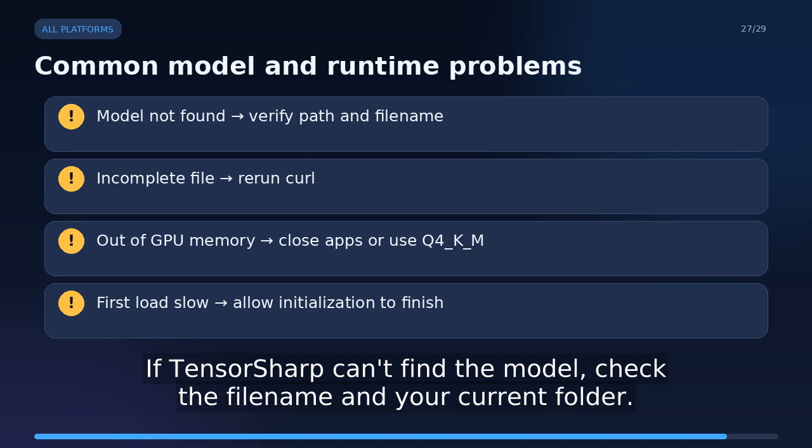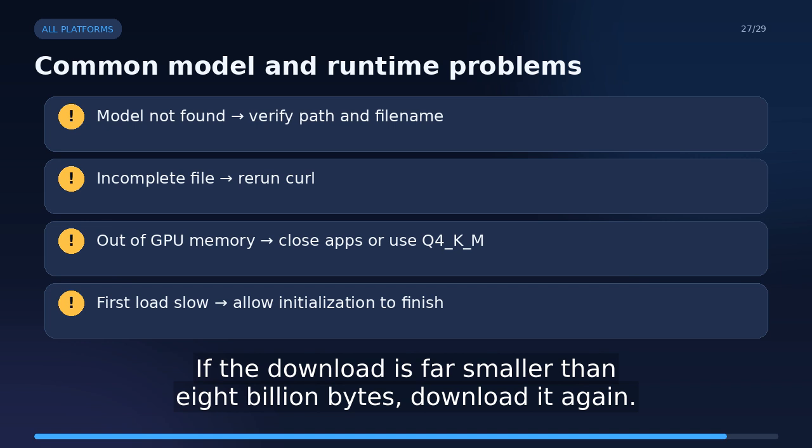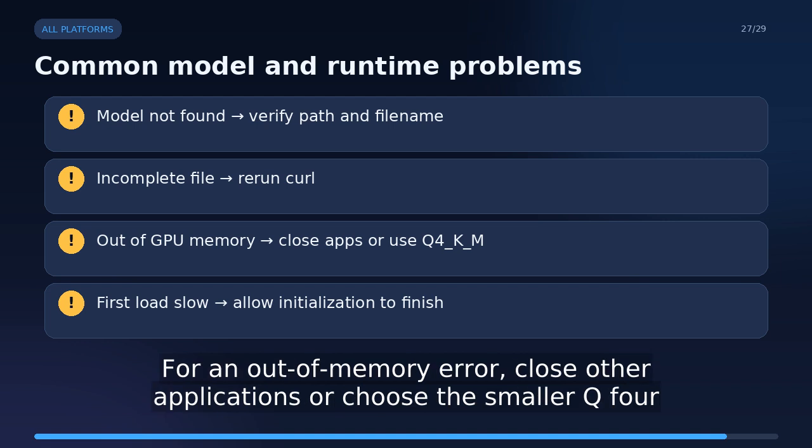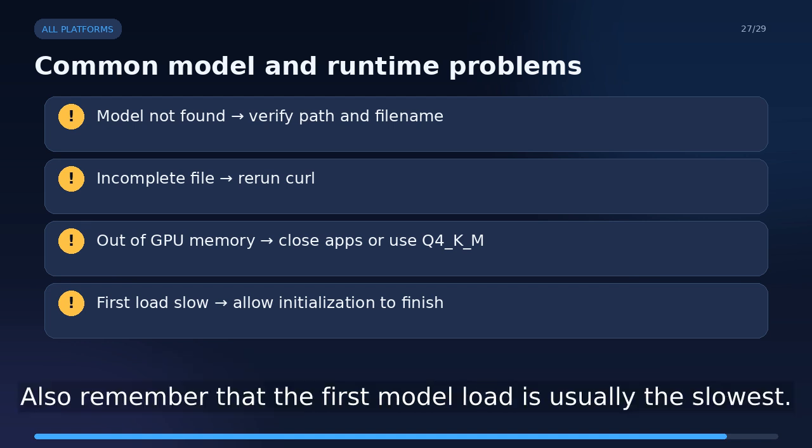If TensorSharp can't find the model, check the file name in your current folder. If the download is far smaller than 8 billion bytes, download it again. For an out-of-memory error, close other applications or choose the smaller Q4_K_M model. Also remember that the first model load is usually the slowest.